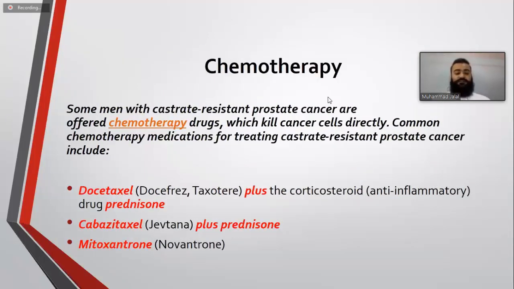Chemotherapy. Some men with castration-resistant prostate cancer are offered chemotherapy drugs that attack cancer cells directly. Common chemotherapy medications for treating castrate-resistant prostate cancer include docetaxel plus the corticosteroid prednisone, cabazitaxel plus prednisone, or mitoxantrone.